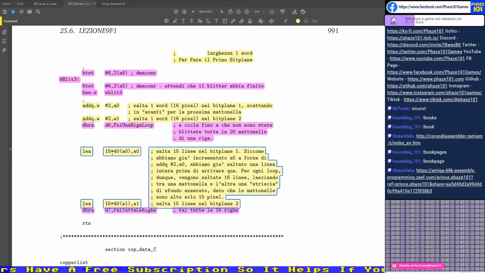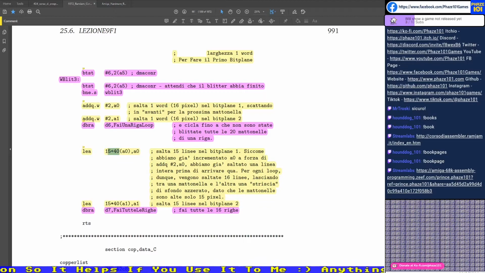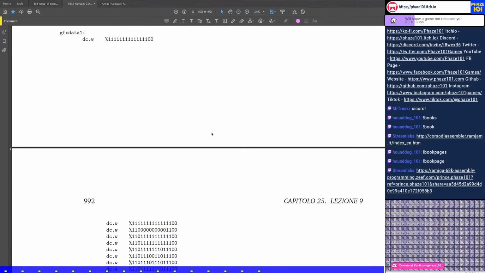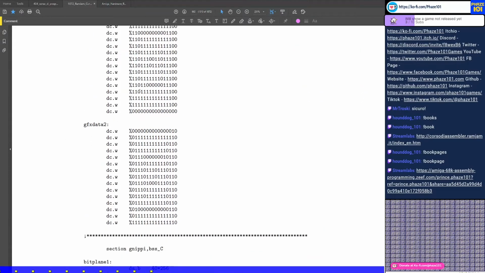where we need to be next on the bit plane, which is the height of the image times 40, and we do this for bitplane 1 and bitplane 2 again, and again we loop and we do a line, and we continue doing this one after the other. So that is the example that you just saw filling the screen. This is the image that we are blitting.